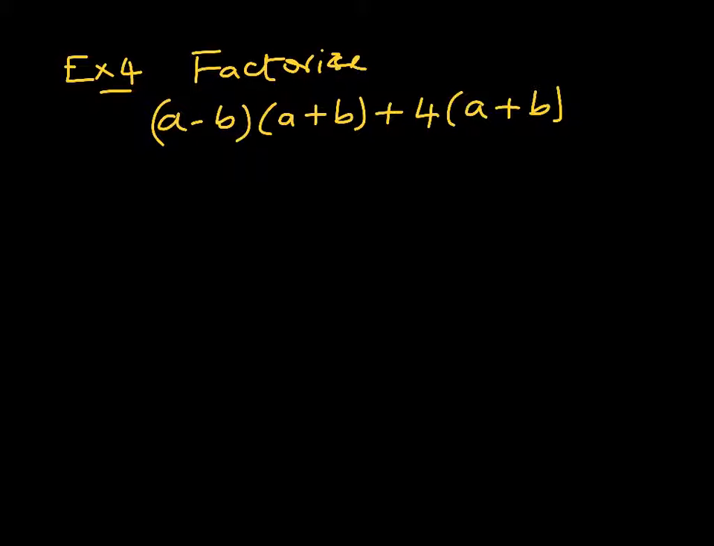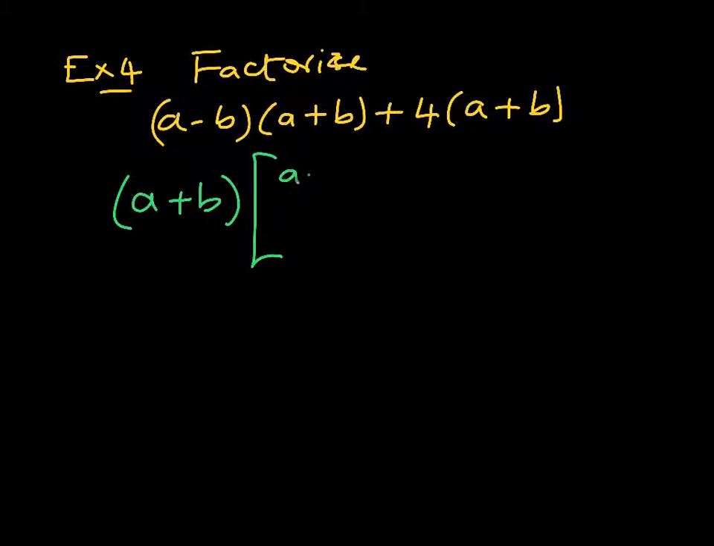So the first thing you want to do is look at the algebraic expression on the left side of the positive sign, that is a minus b into a plus b, and then you look at the algebraic expression on the right side of the positive sign, 4 into a plus b. So what's common to these two? We see that a plus b is common, so we're going to take a plus b as the common factor. We write it outside a larger bracket.